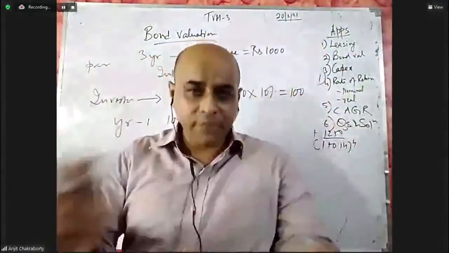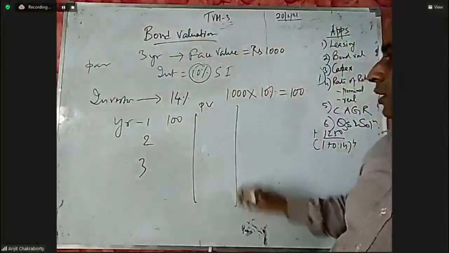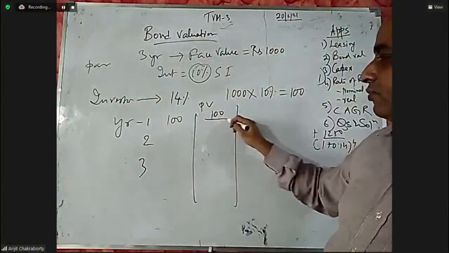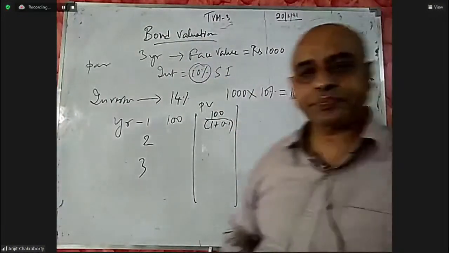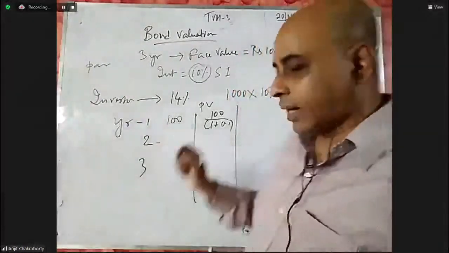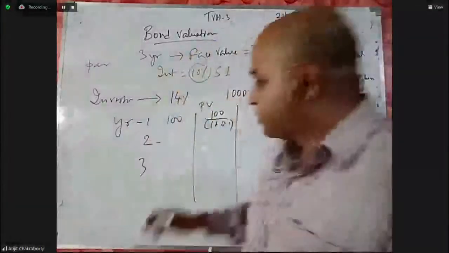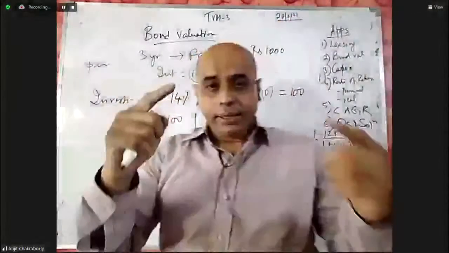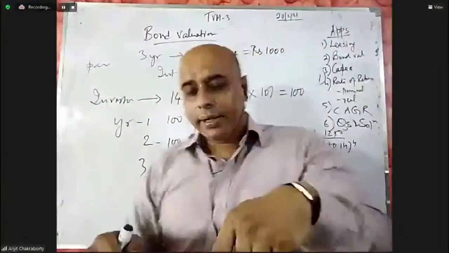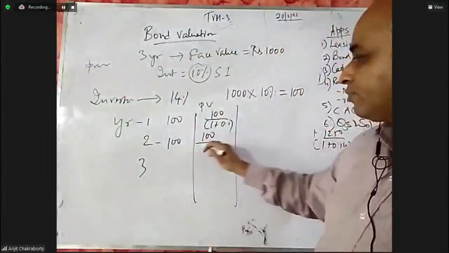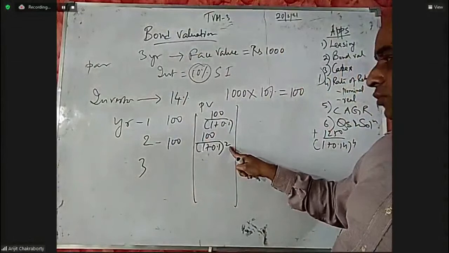So what is the present value of that money? I am creating the table. The present value is how much? 100 divided by 1 plus i, where i is 10%, so 0.1. Second year, at the end of the second year, I am also getting how much? 100 rupees interest. But getting 100 rupees after 2 years, what is the present value today? It is 100 divided by (1 plus 0.1) to the power 2, squared.